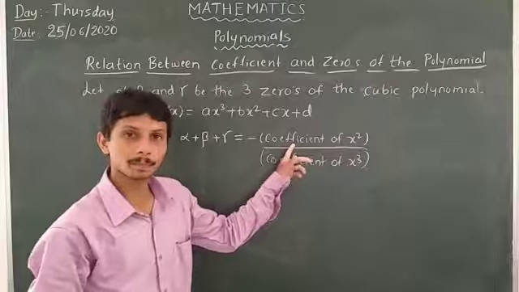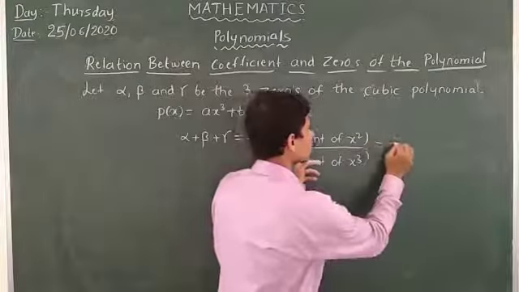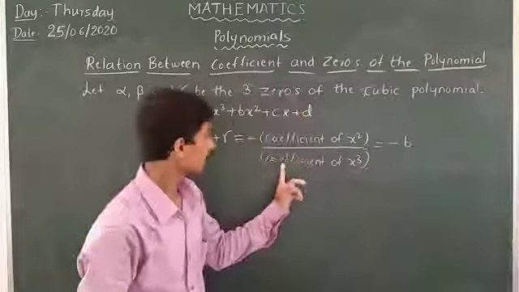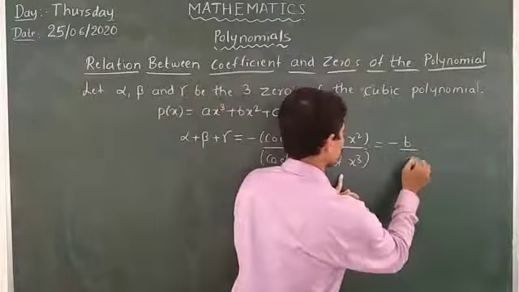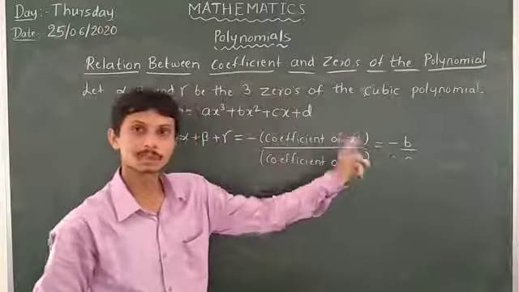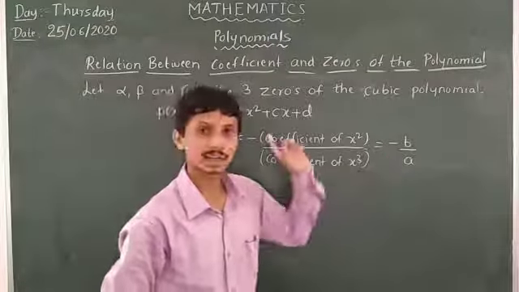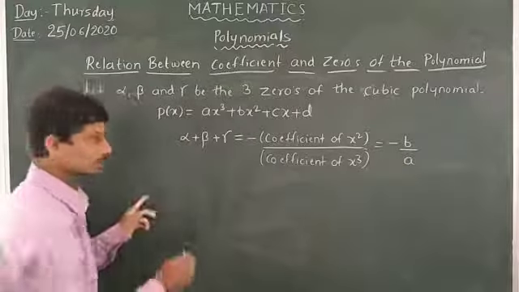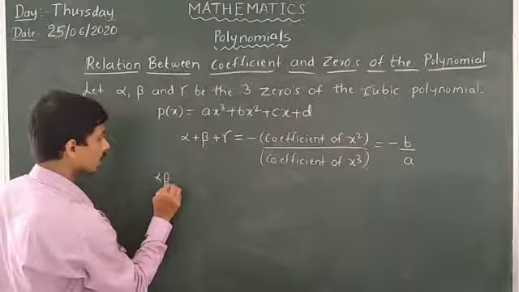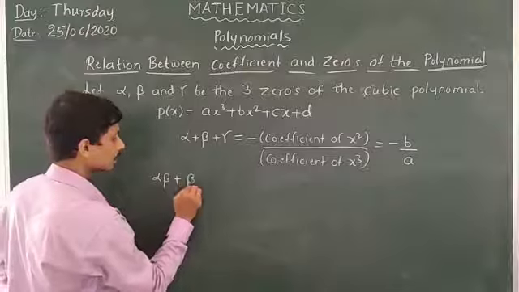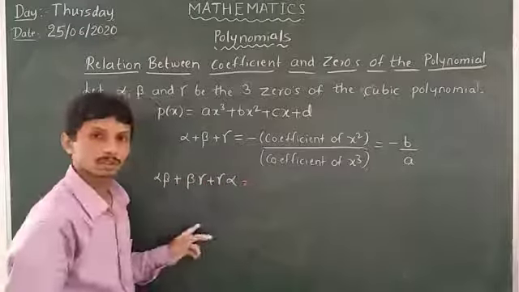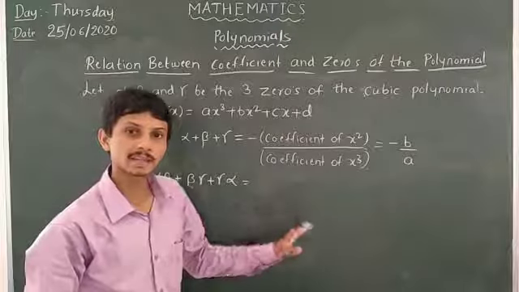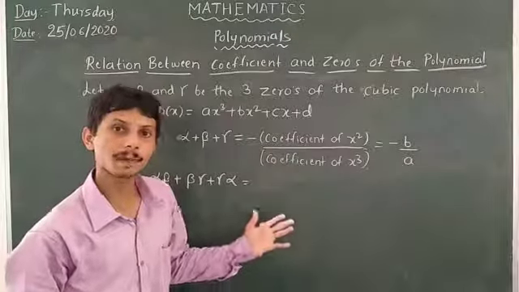What is the coefficient of x square here? It is equal to minus of b, and the coefficient of x cube is a. So again, the next formula is alpha beta plus beta into gamma plus gamma into alpha is equal to the coefficient of x divided by the coefficient of x cube.